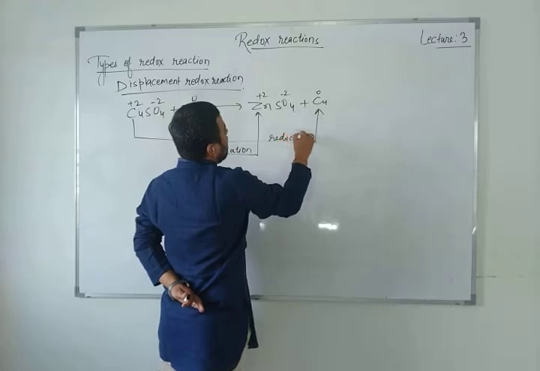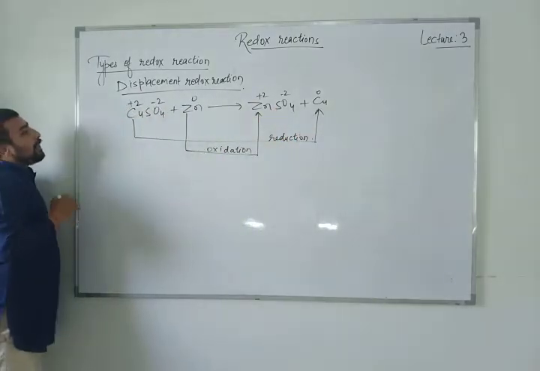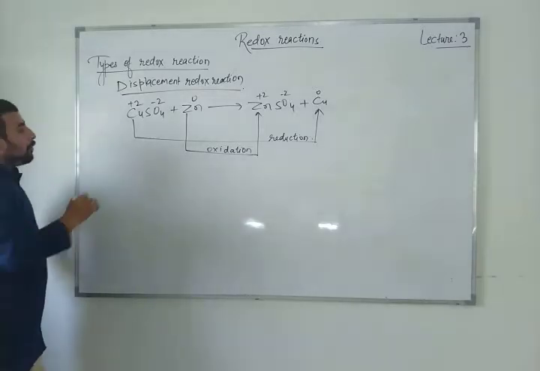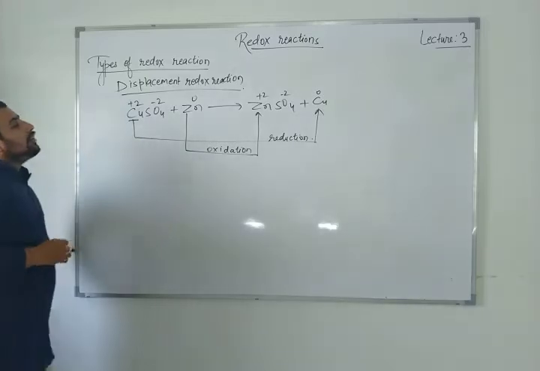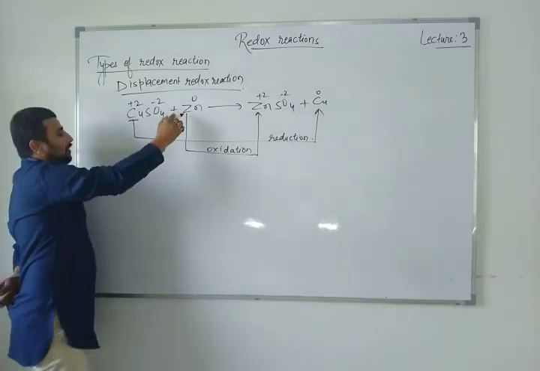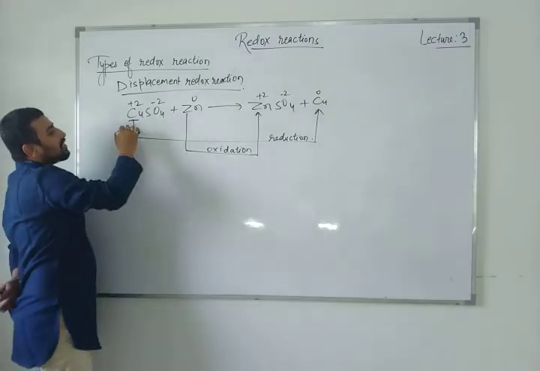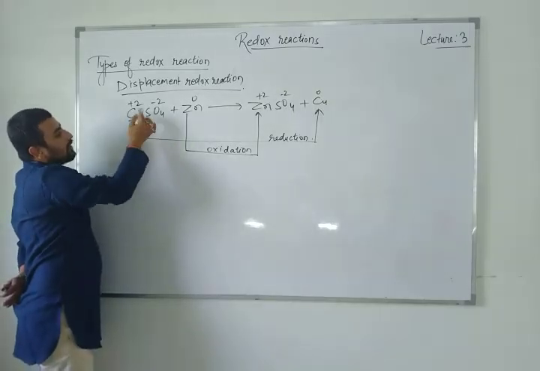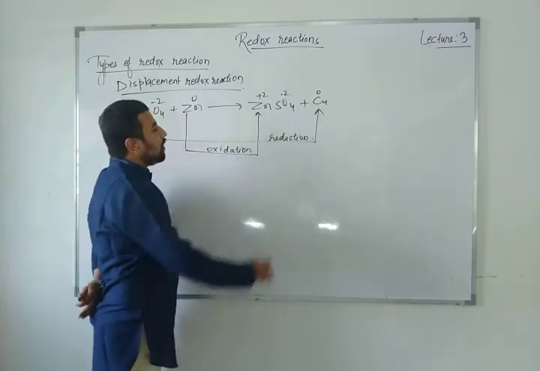So can we say this reaction is a redox reaction? Which type of reaction? Displacement redox reaction. Why? Because as you can see here, the copper metal was not more reactive than zinc. So when the zinc came in front of copper, copper has to go from this sulfate, and zinc will come in front of sulfate and form a compound called zinc sulfate.